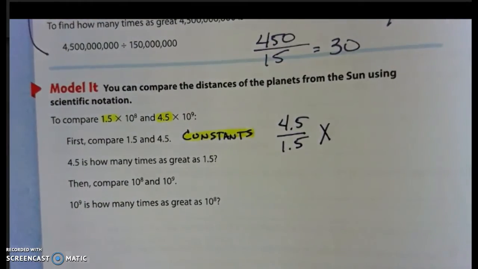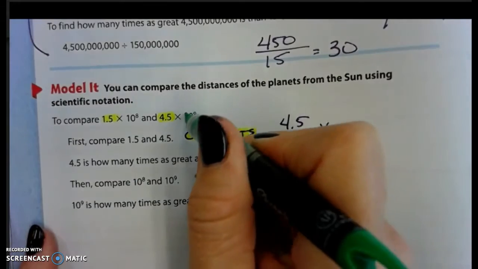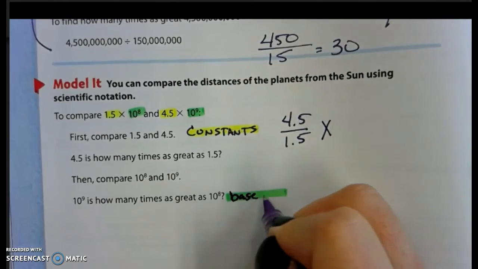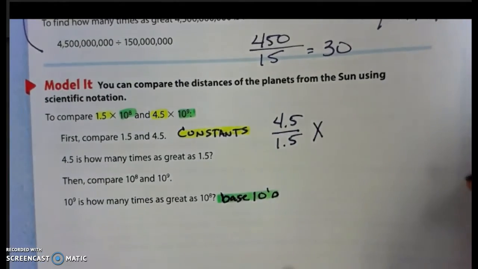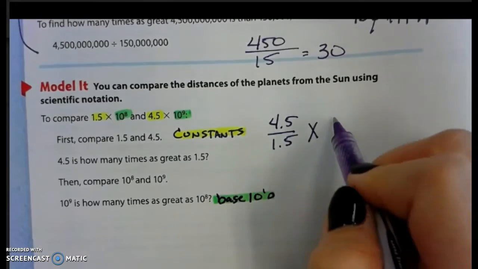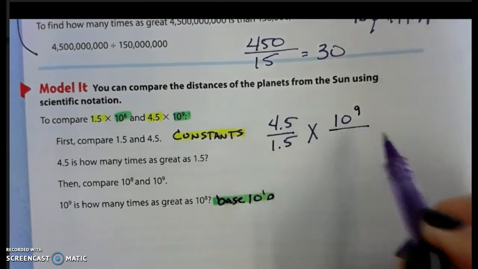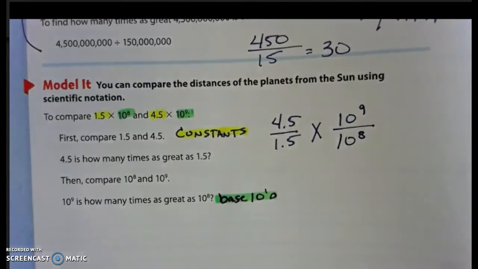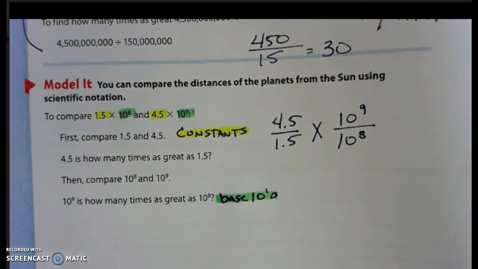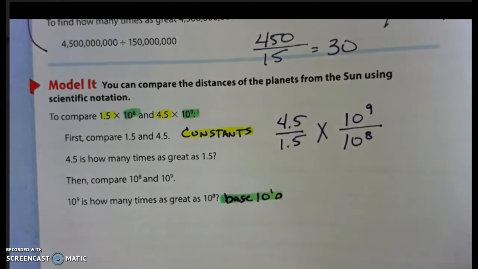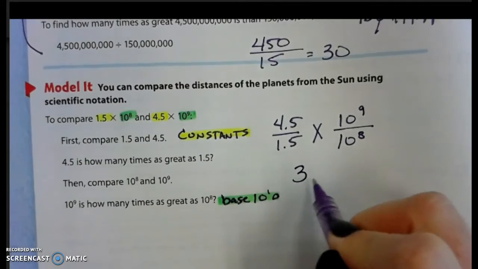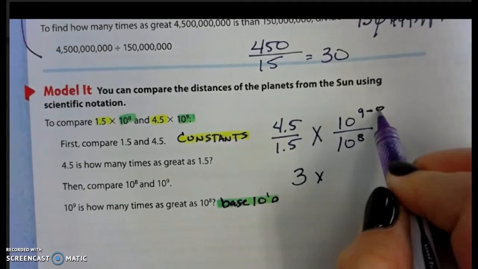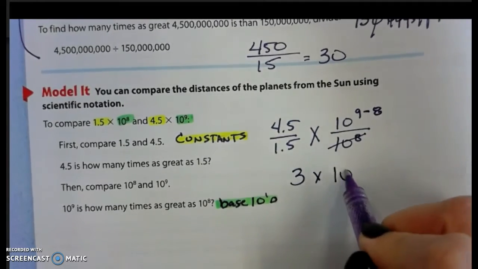And then you would compare the base 10s, and we would divide those. 4.5 was on top, so its base 10 would go on top, and we would divide that by 1.5's base 10, which was 10 to the 8th. Then you just divide these like two separate division problems. 4.5 divided by 1.5 is 3, and 10 to the 9th divided by 10 to the 8th, that's a quotient rule, so you would subtract, giving you 10 to the 1.